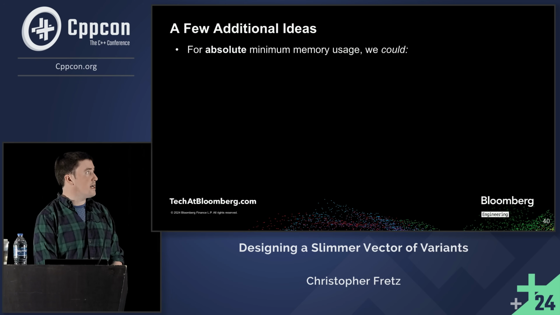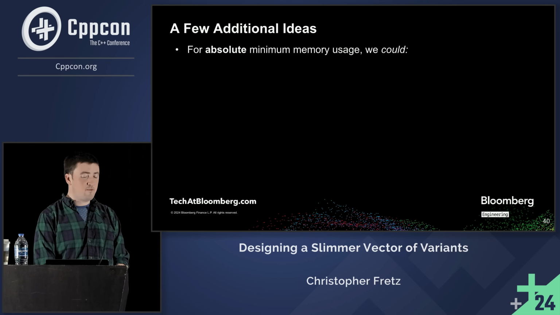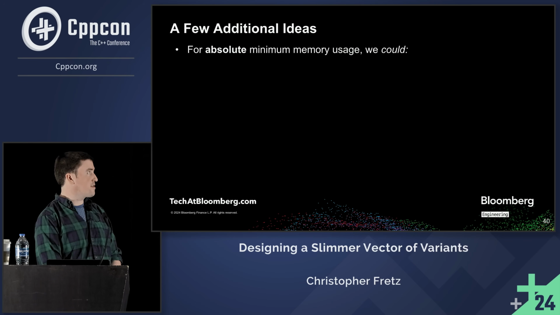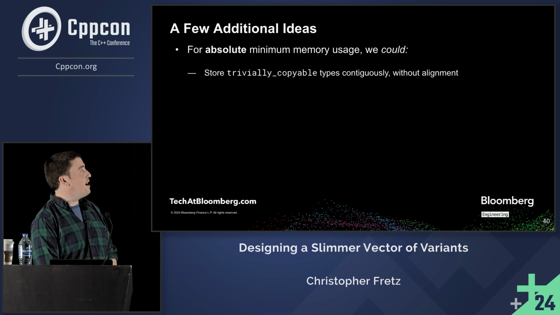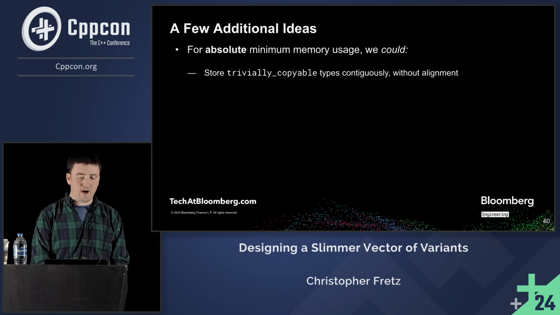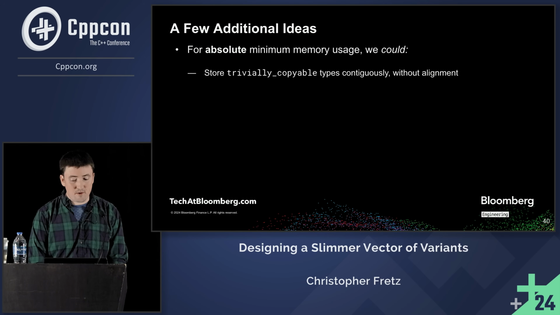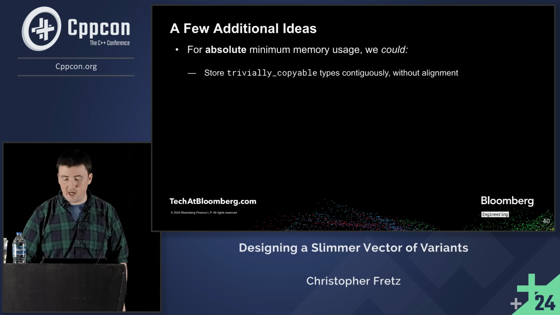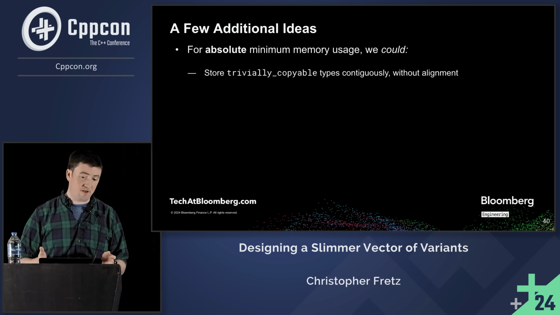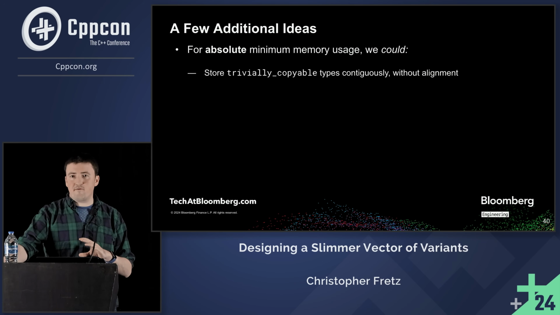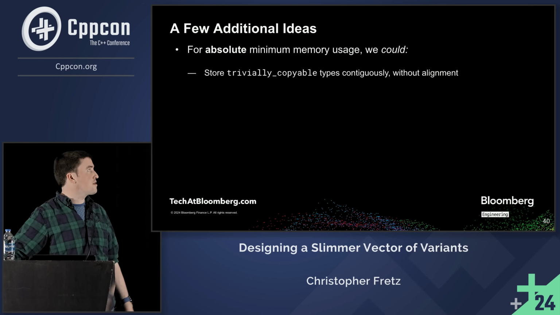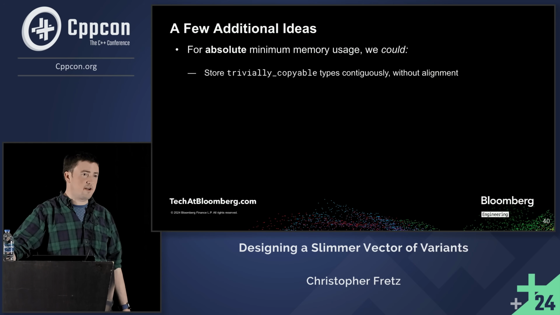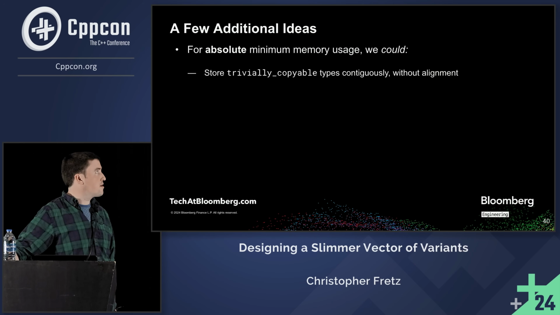Another additional idea here, if you care about absolute minimum memory usage and you're willing to do some things that have negative consequences, we could also store trivially copyable types contiguously without alignment. What we could do here, you can't do this with actual objects because you can't call a copy constructor at a misaligned address. But if you are just working with trivial types, you can actually just store them with no alignment at all and then just bitblit them to an aligned address before you hand it back to the user.